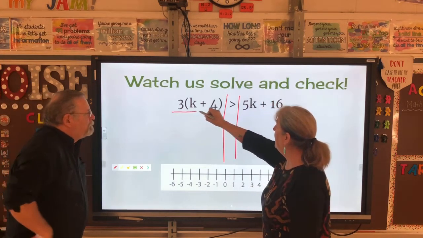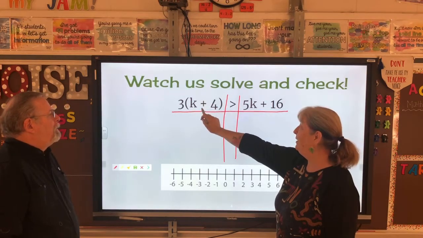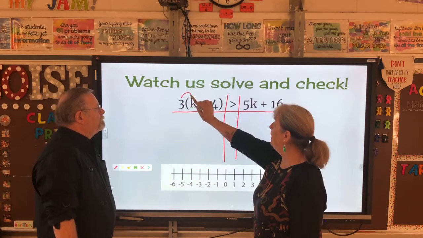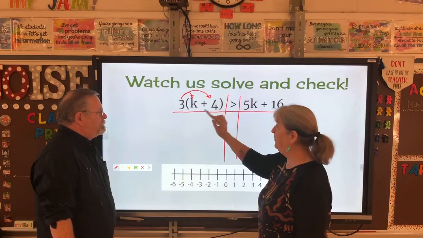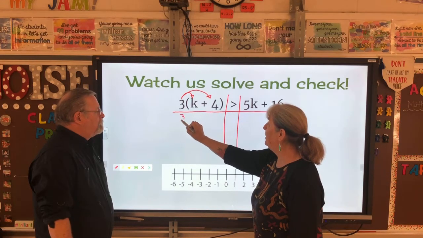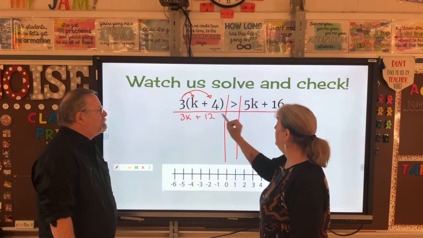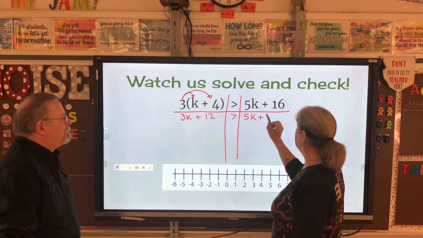So I'm going to draw a line right here to begin with because the first thing I saw was the parentheses. And because there's a variable, I have to do my distributive property. So I'm going to share 3 with both k and positive 4. So 3 times k is 3k. 3 times positive 4 is a positive 12. And then it's still greater than 5k plus 16.